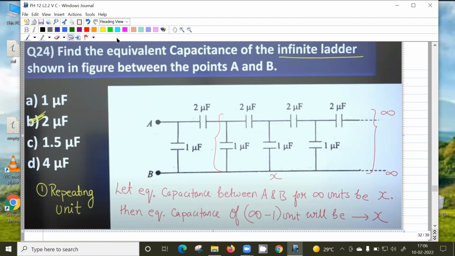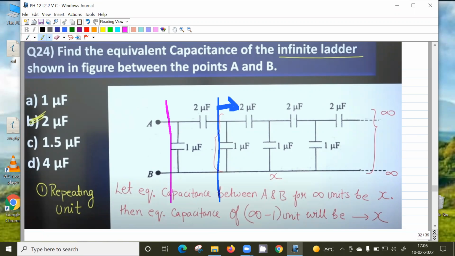Okay, so if I look at this circuit across this point, will it be same even if I look at this circuit from this point? Will it be same? Because here it goes on to infinity. So the effective capacitance across this blue line is same as the effective capacitance across this purple line, because it's infinite, no? Is that clear?